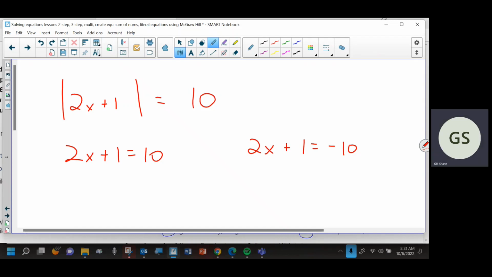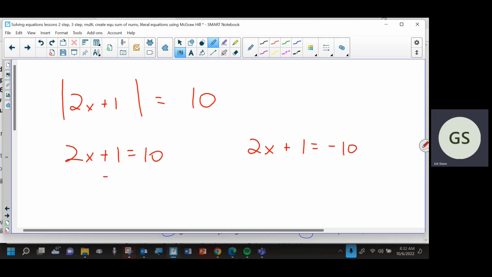So if you just remember to do that, even if you can't solve equations at all, you have no idea how to solve for a variable, if you can just write that and show me you understand there's really 2 different equations you're supposed to solve, that'll be a passing grade for the absolute value part. Now they're just 2-step equations. You should hopefully be able to solve them.